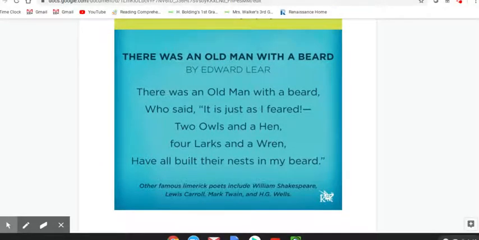We learned about limericks a while back, I think in the fall. And this is an example of a limerick. It says, "There was an old man with a beard who said, 'It is just as I feared. 2 owls and a hen, 4 larks and a wren have all built their nests in my beard.'" The ending words are what we look at: the first 2 lines rhyme, the second 2 lines rhyme, and then the fifth line has to rhyme with those first two.